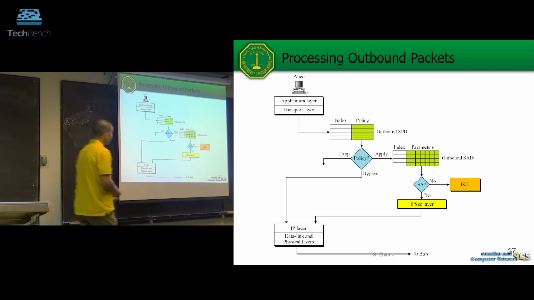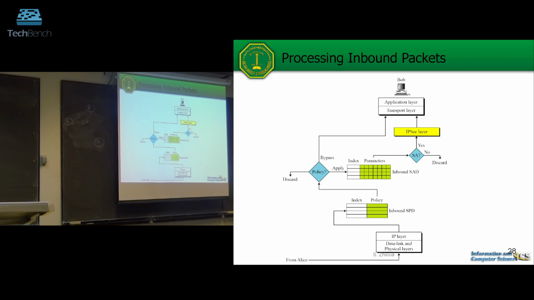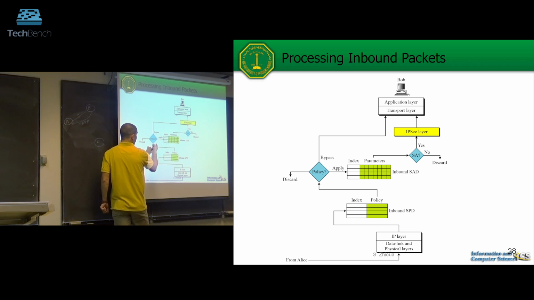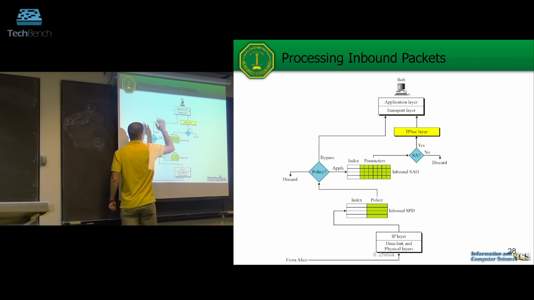Now on the reception side, the inbound: if you receive a packet, you do the same thing. First, you check the policy. What to do with a packet received from a certain IP? You have the policy. It might be discard, bypass, or apply. Discard will block it. Bypass, we will not go through IPsec; we will pass it right away to the transport layer. Apply, we'll look for the index in the security association.